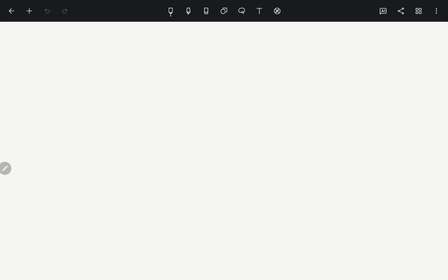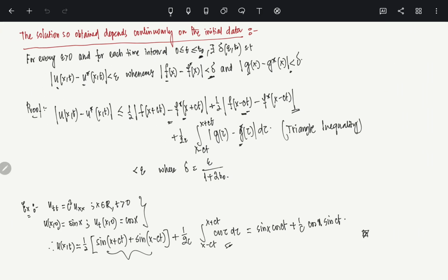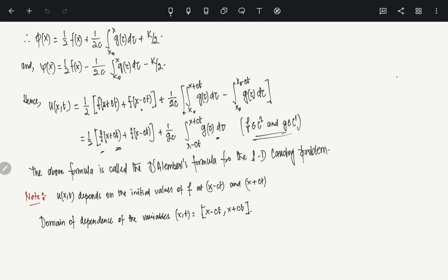Now what we need to know is this. Let's look at x and t, and let's say you have a point x naught, t naught. If you look at this formula, the D'Alembert formula, let me write it as star.